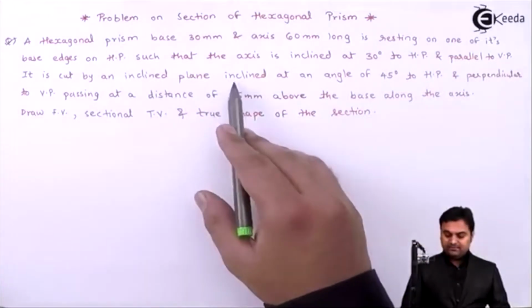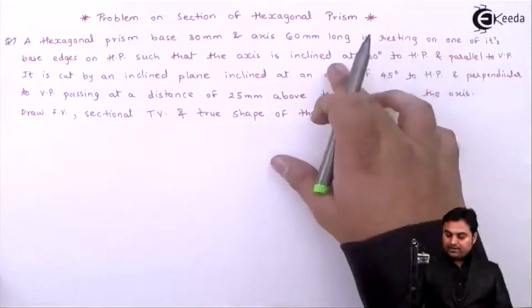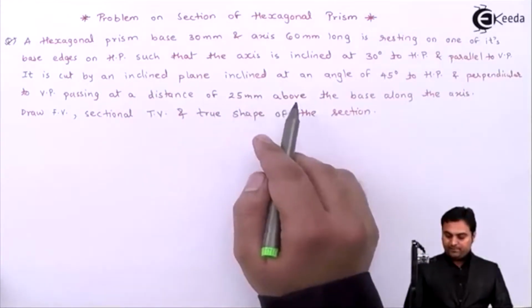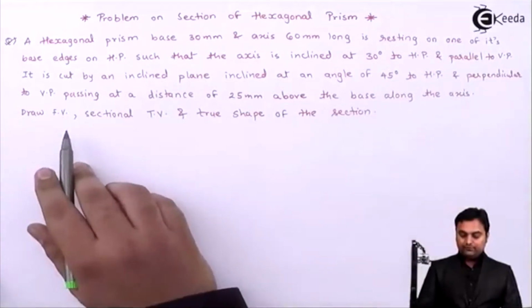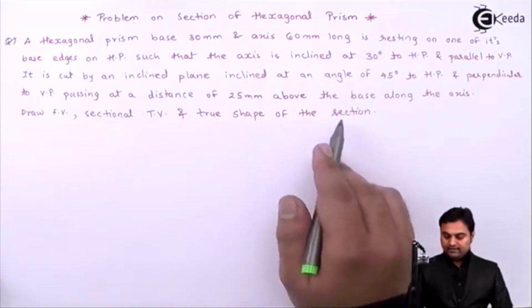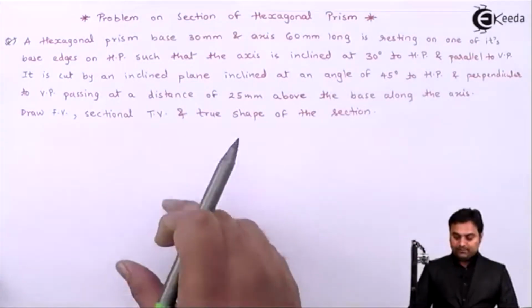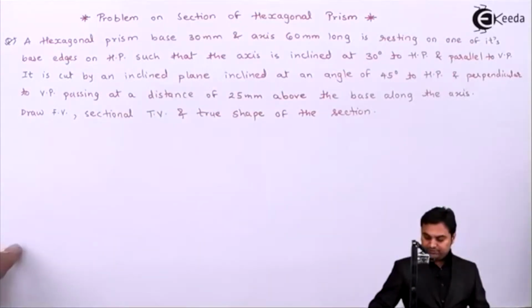It is cut by an inclined plane, inclined at an angle of 45 degree to HP and perpendicular to VP, passing at a distance of 25 mm above the base along the axis. Draw front view, sectional top view and true shape of the section. So this is the question in front of us. By reading it, we understood that the type of solid is a hexagonal prism. I'll draw the diagram for that.